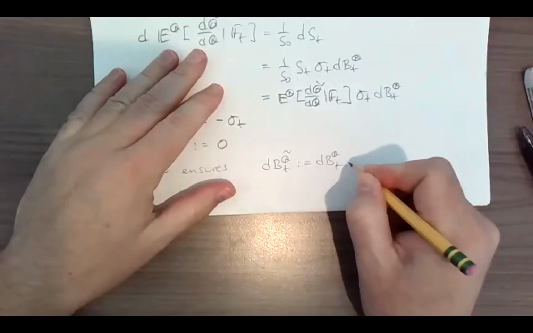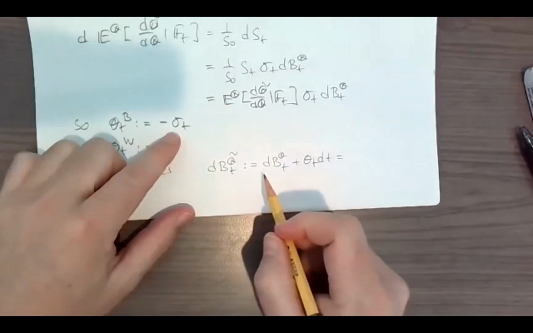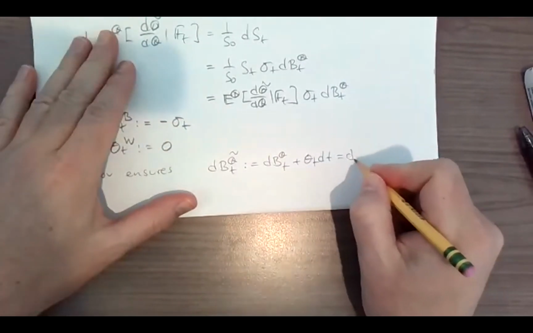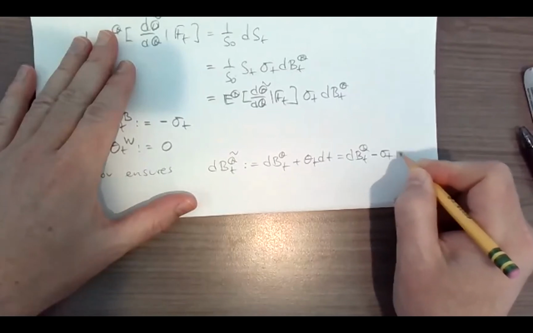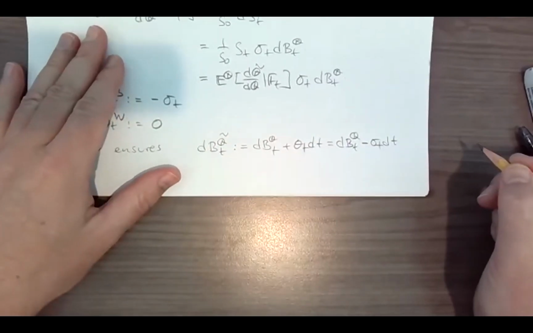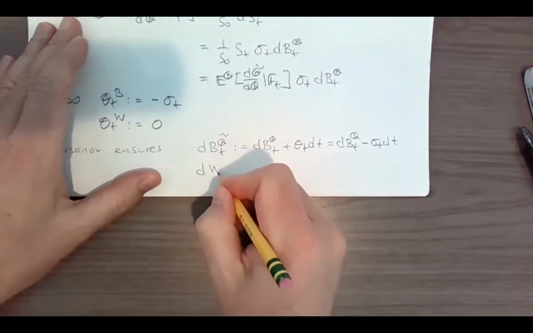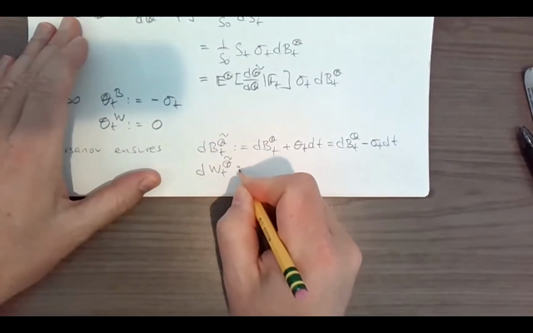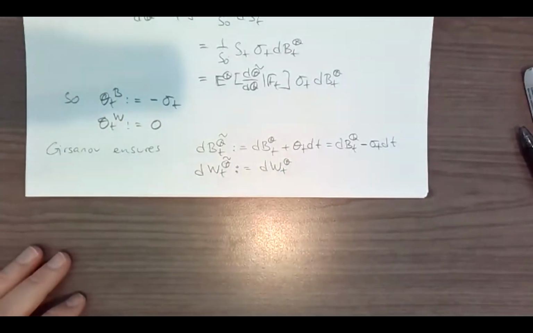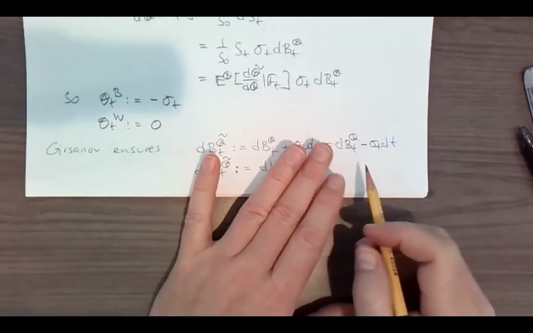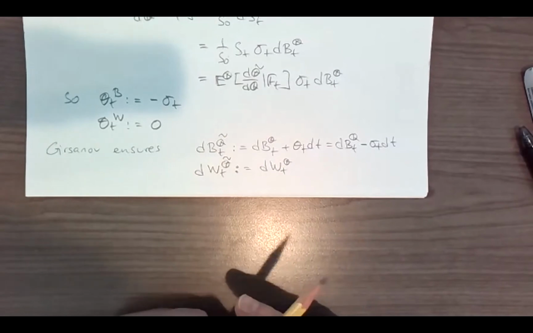And you want to add the market price of risk. So in our case, because of the sign, you're going to subtract sigma. And for the other one, for the W, there was a zero market price of risk. So that Brownian motion is just the same as the one you had to begin with. There's only going to be a correction made to the B Brownian motion.